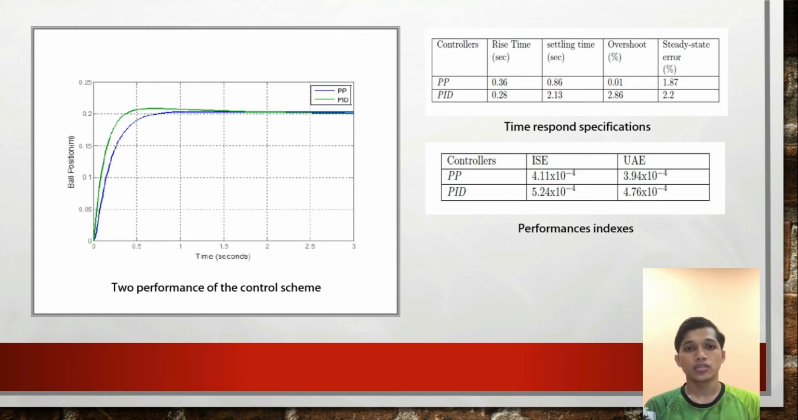Last but not least, as we can see, the difference between the performance of the two control schemes. We can see the PP and PID graph and the table here showing the results. We can see the performance index for the two controllers.